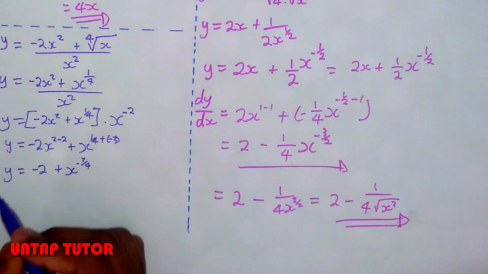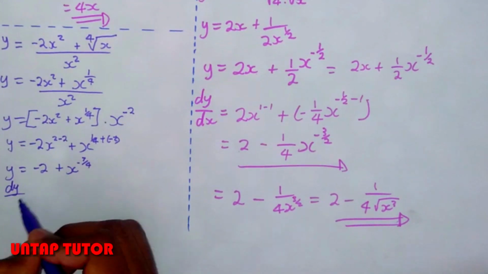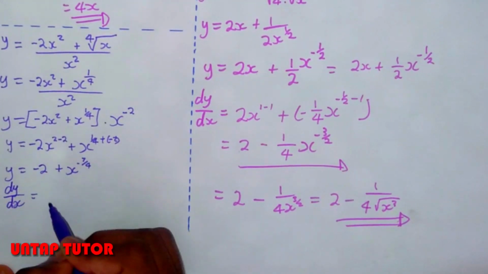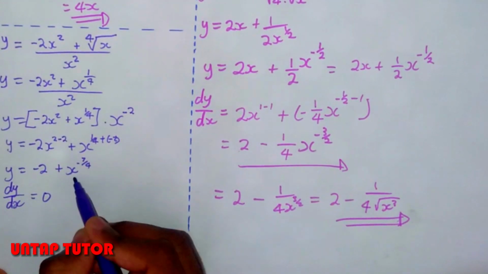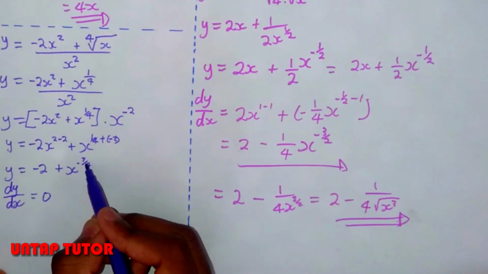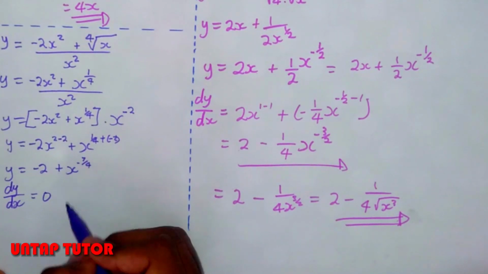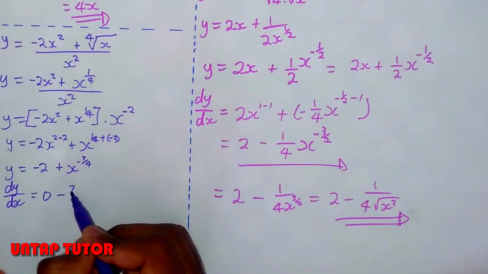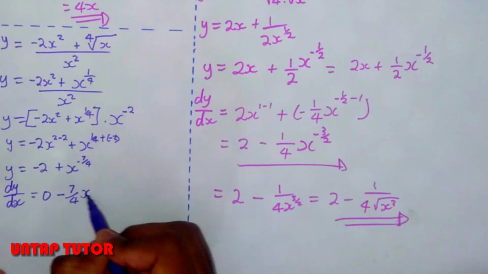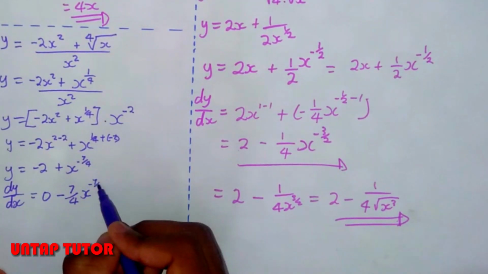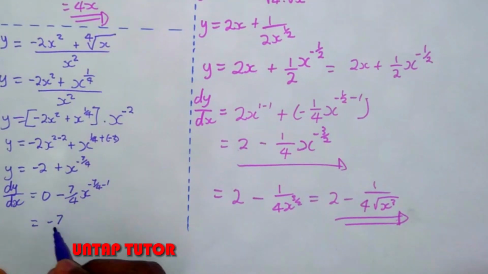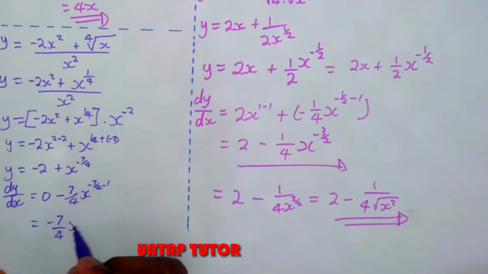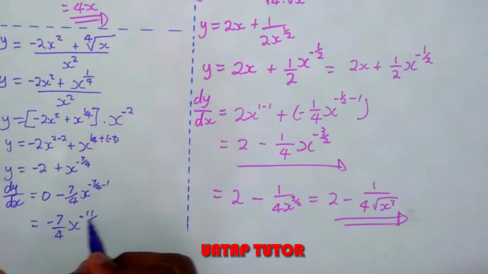So dy over dx is, since minus 2 is a constant, it's going to be 0. And then the power is negative 7 over 4 times the number in front of x, which is 1. So it's going to be negative 7 over 4 x to the power of negative 7 over 4 minus 1, which is just going to be negative 7 over 4 times x to negative 11 over 4.